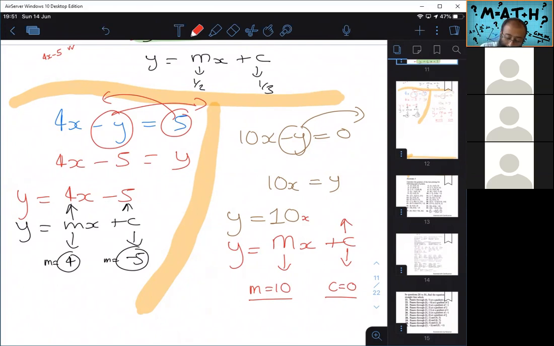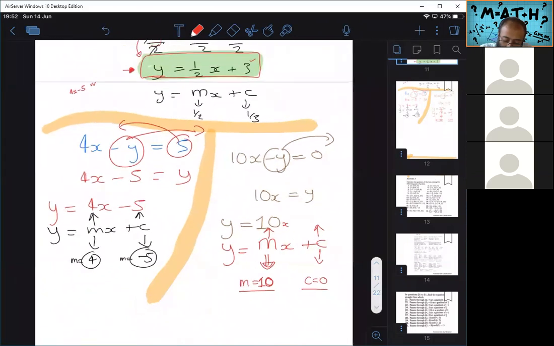What's the gradient? 10. What was your gradient? Not my gradient. What was your gradient? Oh, my gradient was 10. Okay, what was your c value? 0. Minus 0. Okay, don't write the minus 0. Why? Because 0 doesn't have a plus or a minus with it. It doesn't have either. Okay, that's fantastic.